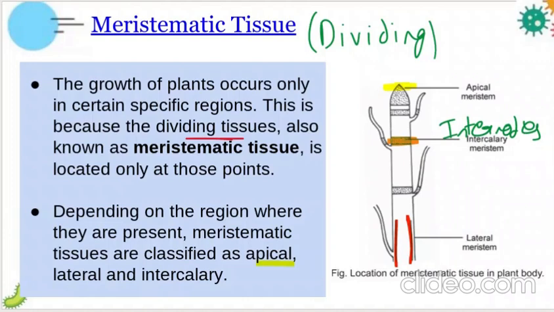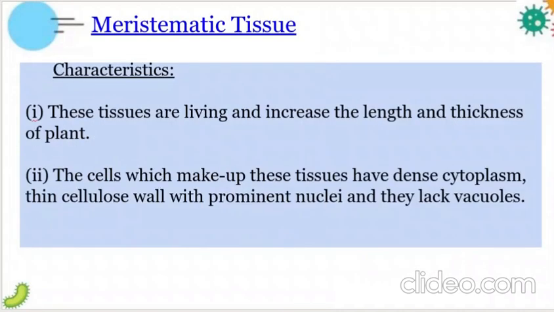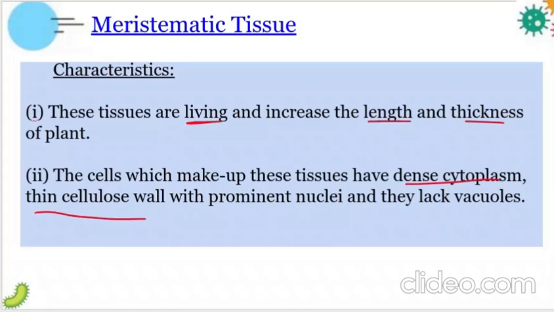Okay, now what next? What are the characteristics of these meristematic tissues? They are also known as meristems. Now, these tissues are living tissues, and they increase the length and thickness or the girth of a plant. So, length and thickness growth are controlled by the meristematic tissues. Okay, now the cells which make up these tissues have dense cytoplasm, thin cellulose wall, prominent nuclei, and no vacuoles.